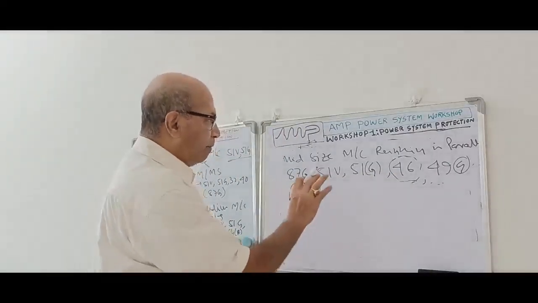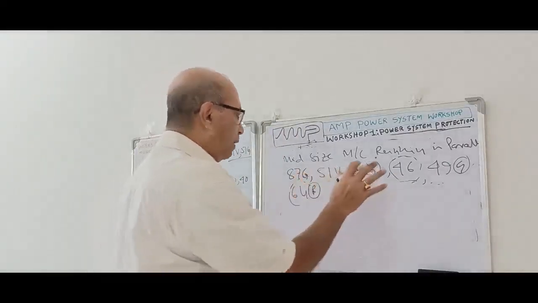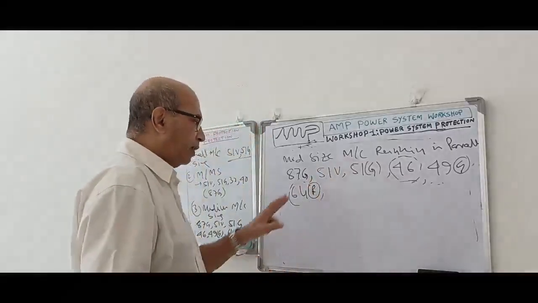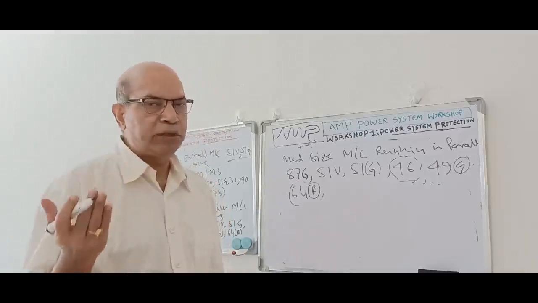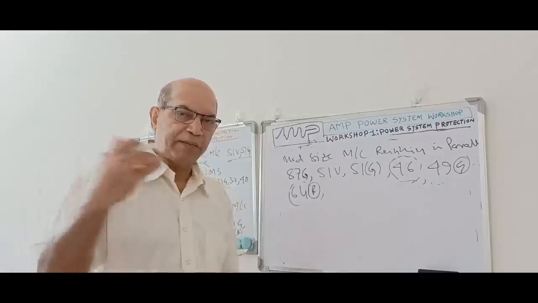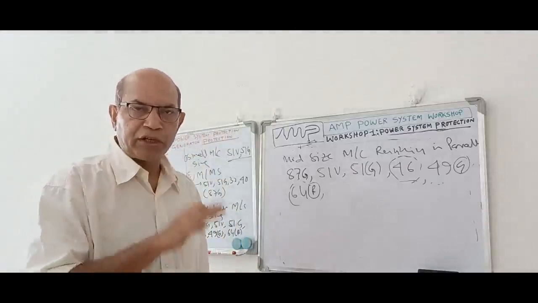So these are for the multi-machine system running in parallel. In addition, this is for the normal single machine. So when we are running in parallel, we have to protect the machine for the reverse KVAR flow and reverse power flow. These two protections are to be provided.